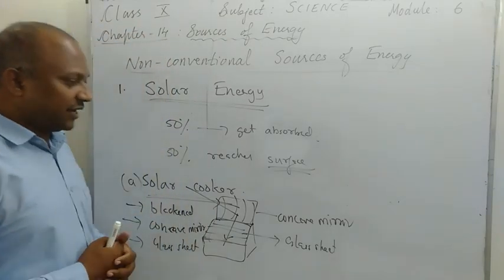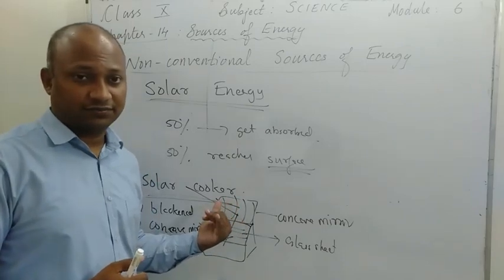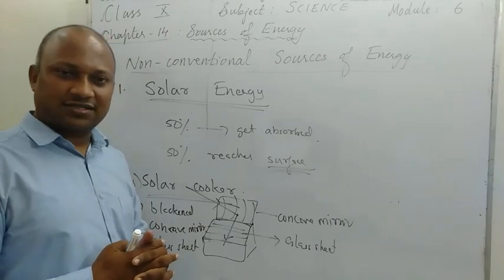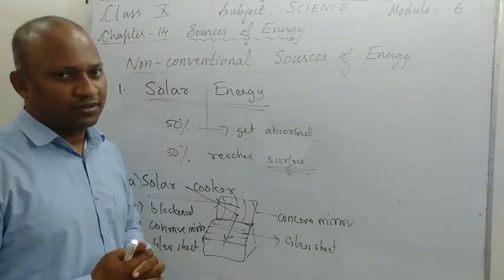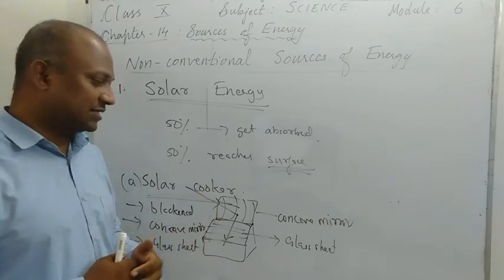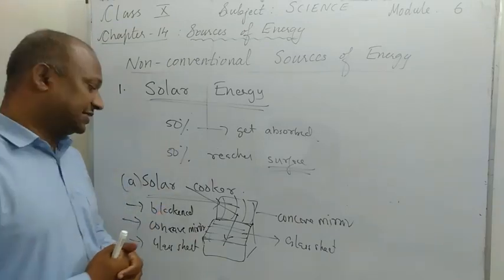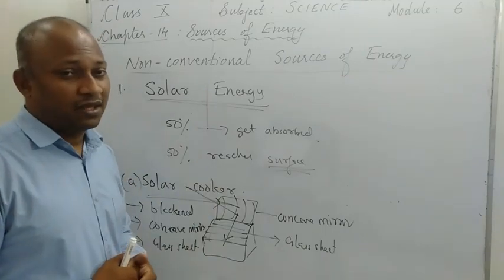And another thing is, what about the limitations of this solar cooker? During the daytime only we can operate it, and that's also at a particular time of the day. We cannot operate it at every time. Only when a lot of sun rays are coming with much intensity will the solar cooker work, maybe in the noon time.